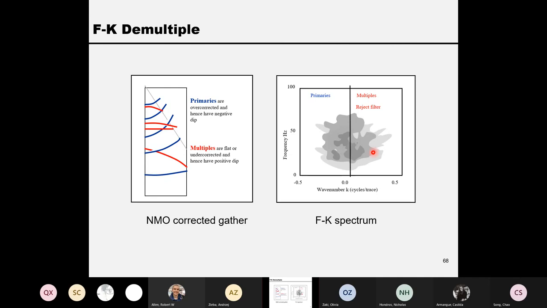But anyway, in the FK domain, in this case we simply reject the multiples. Again, here it is not a simple cut from 1 to 0. You need a tapering here, right? Otherwise, you have the Gibbs phenomenon.